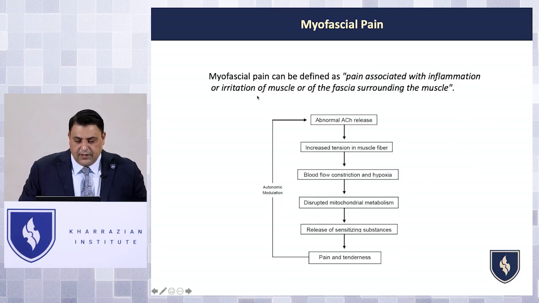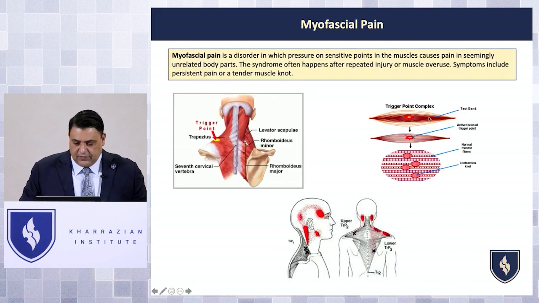So myofascial pain can be defined as pain associated with inflammation and irritation of muscles or the fascia surrounding the muscle. Basically what they find is that there's abnormal acetylcholine release in the muscle that increases tension in the muscle fiber. There's blood flow constriction and hypoxia. There's disturbed mitochondrial metabolism. There's release of sensitizing substances, and there's pain and tenderness. And then this vicious cycle happens. This is easily released when the fascia around the muscle is just manually massaged out, and then these trigger points go away.